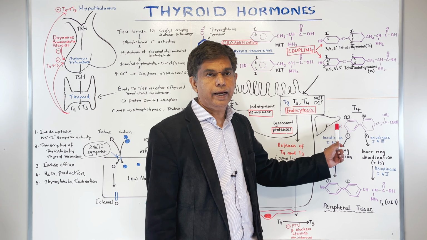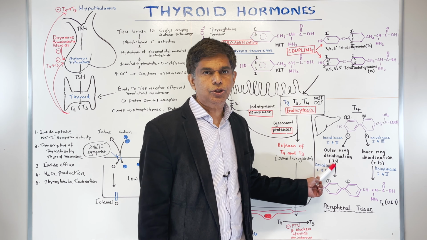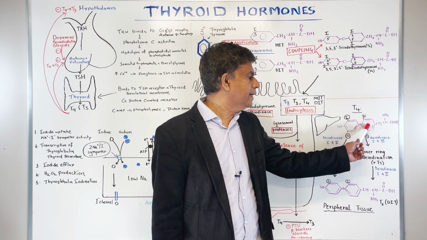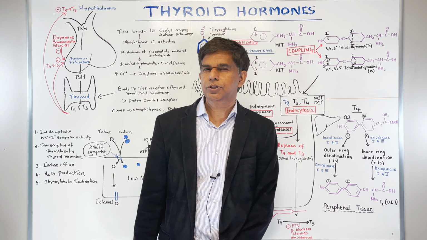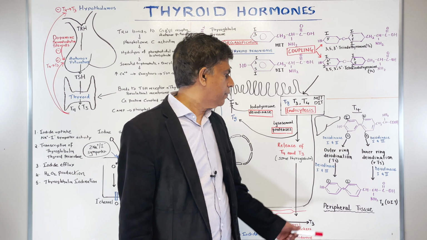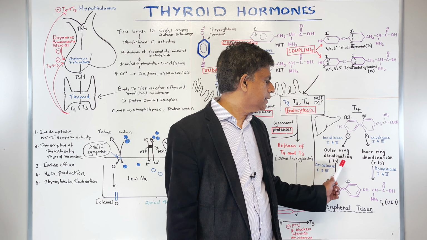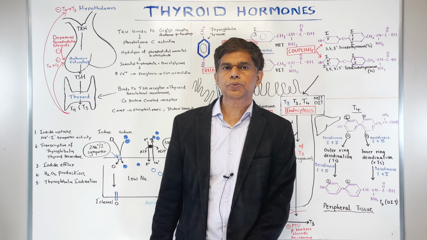They first work on the outer ring, right? When you look at the outer ring, it is converted into T3, which is the biological form. They work on the inner ring to produce reverse T3, which is not biologically active, but a very small amount is produced. And always remember, deiodinase 1 and 2 also work on T3 and reverse T3 to form T2.